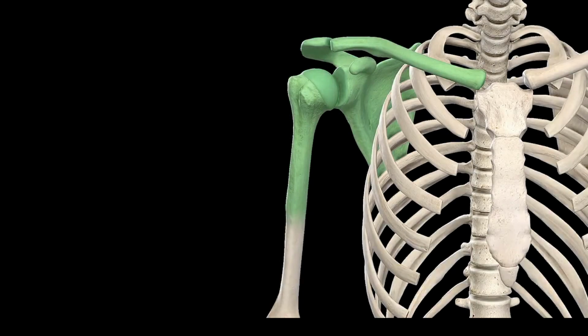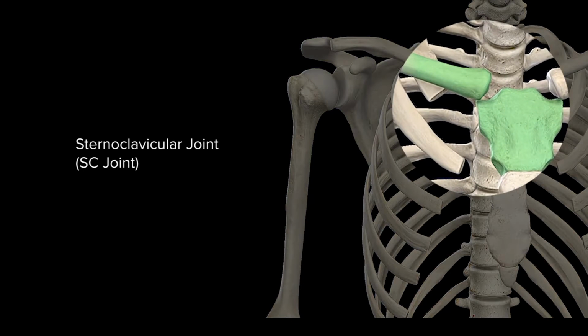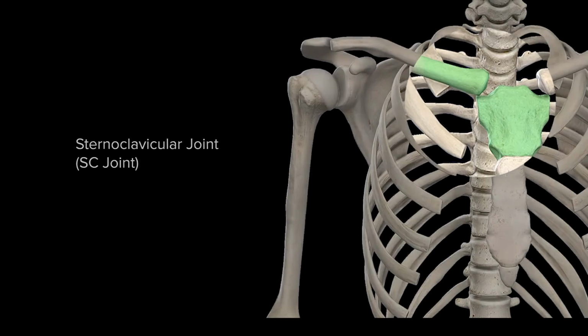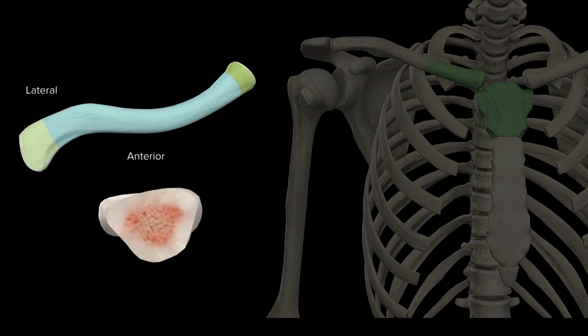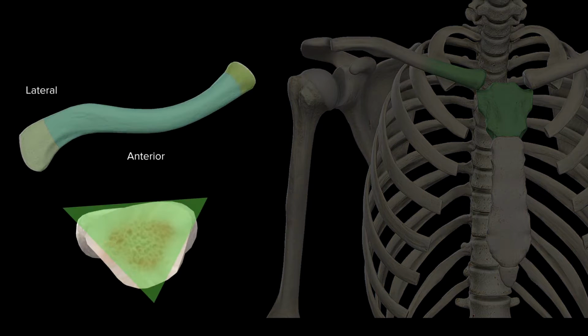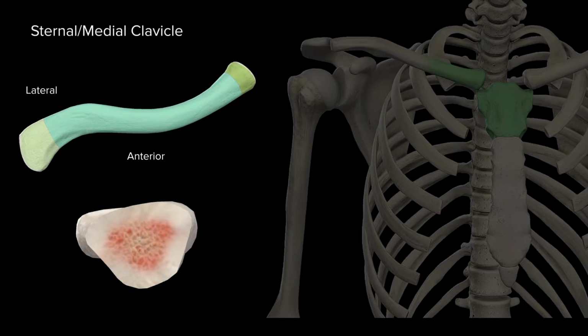The clavicle articulates towards the body's midline with the sternum at the sternoclavicular joint, or SC joint for short. More specifically, the clavicle attaches to the manubrium of the sternum and then courses laterally towards its articulation with the acromion of the scapula. At this SC joint, a cross-section of the clavicle is triangular in shape. This area is commonly referred to as the sternal or medial end of the clavicle.